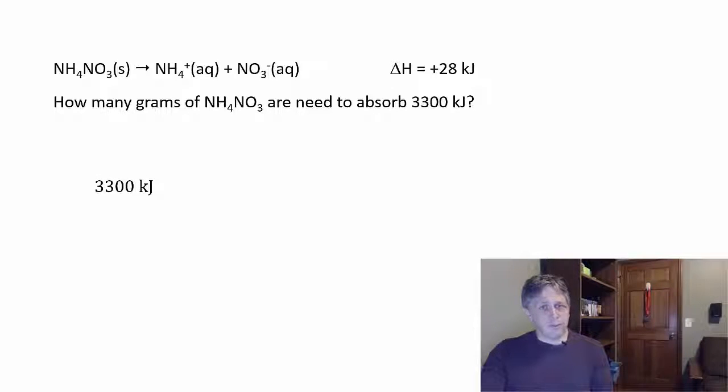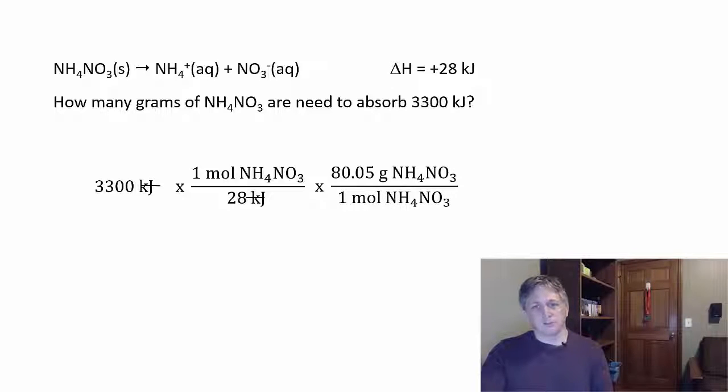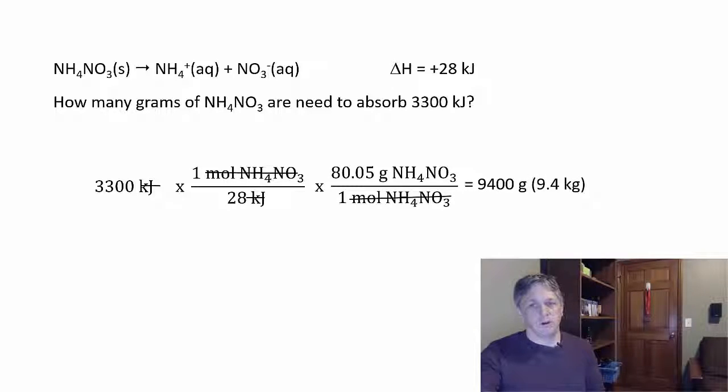So again, you start with the unit that you're given. In this case, it's kilojoules. So first step is take what's given, convert it to moles. According to our balanced thermochemical equation, it's 1 mole of ammonium nitrate for every 28 kilojoules of heat. So now we're in moles of the thing we want. We need to convert it to grams, which again is molar mass. Ammonium nitrate's molar mass is a tad over 80 grams per mole, and that puts us into grams, which gives us 9,400 grams, or 9.4 kilograms.